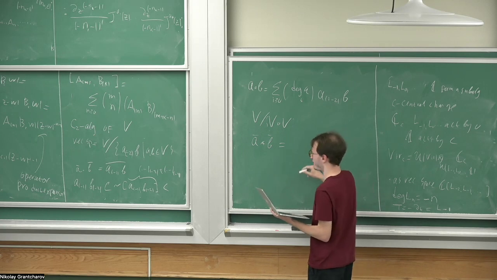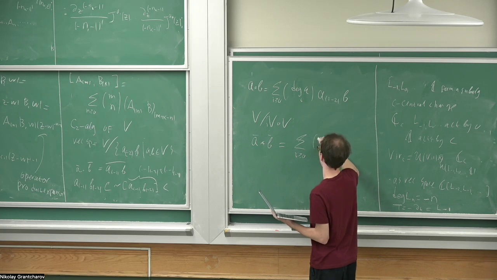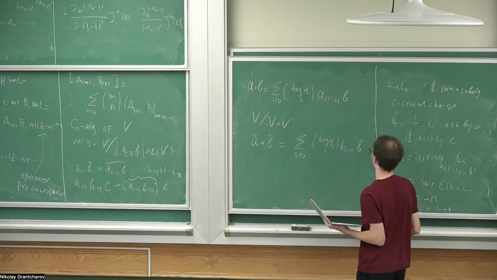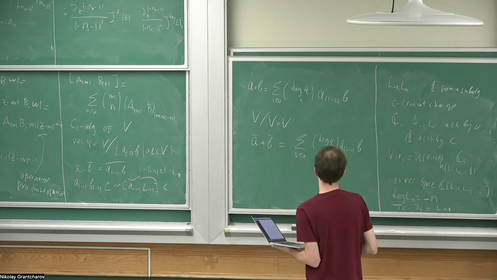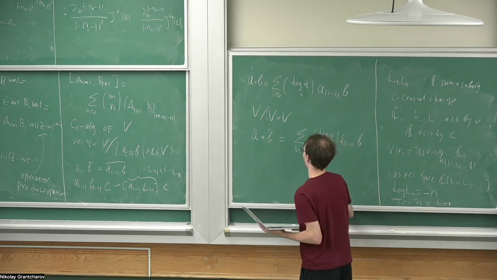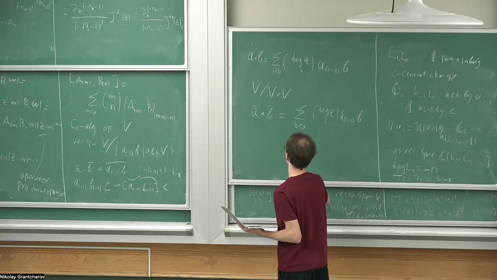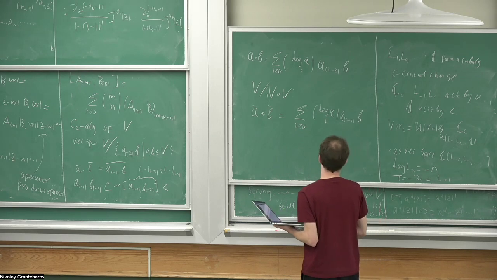So A star B is something that starts with A minus 1B, then goes in the positive direction. So now it's harder to prove that this is a well-defined operation. It will be associative. It will not be commutative. What do we need it for?